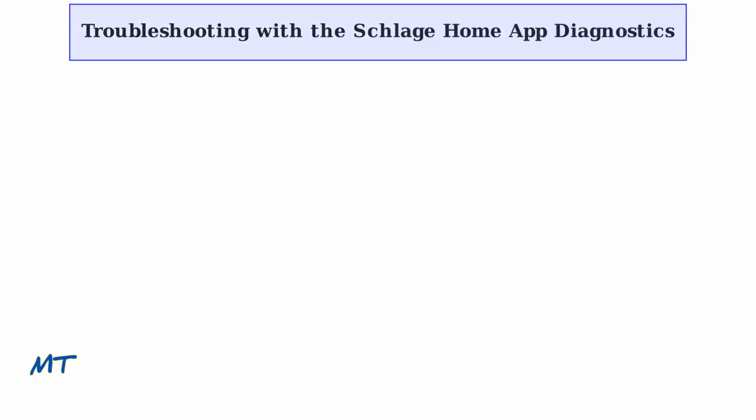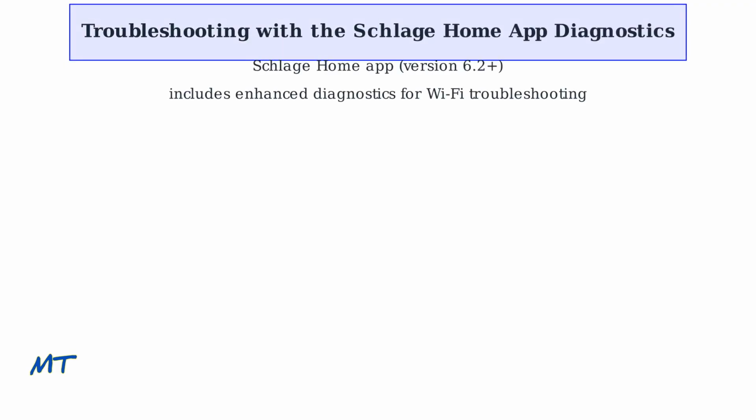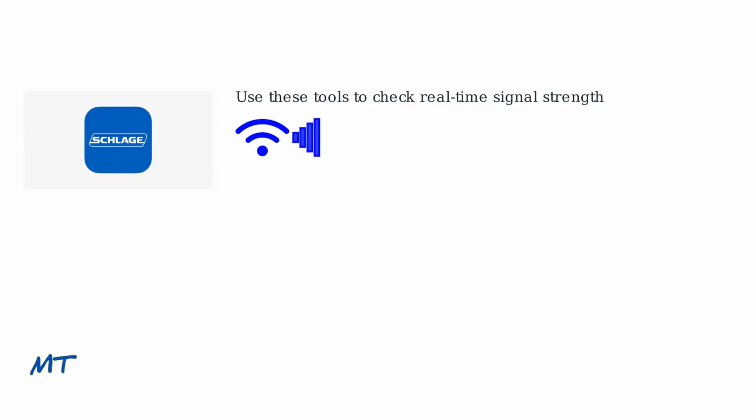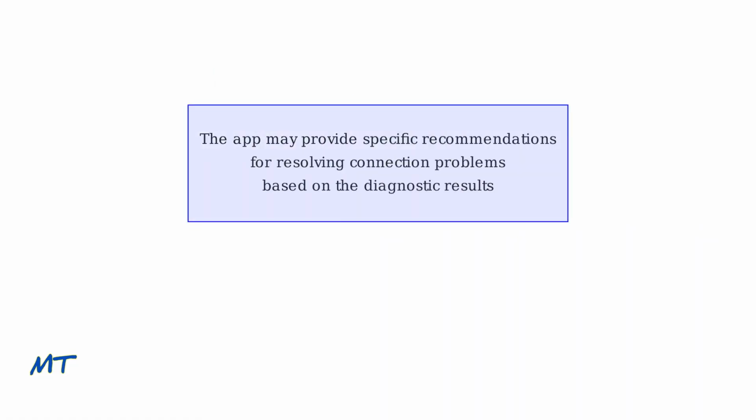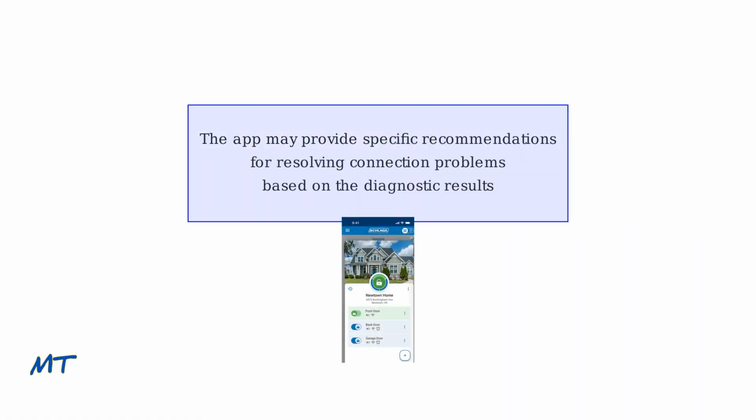The Schlage Home app version 6.2 and later includes enhanced diagnostics for Wi-Fi troubleshooting. Use these tools to check real-time signal strength and run automatic router compatibility checks. The app may provide specific recommendations for resolving connection problems based on the diagnostic results.